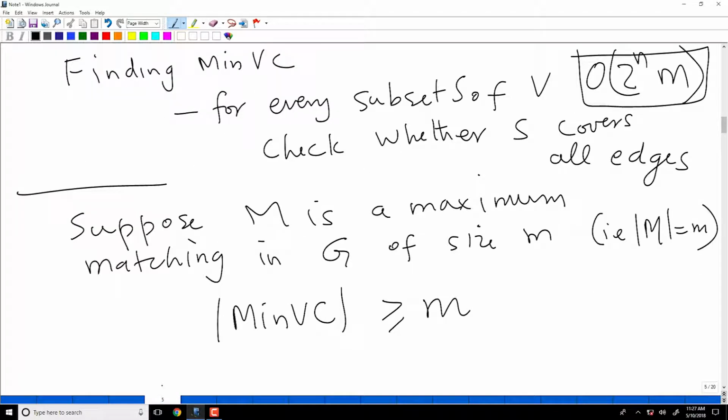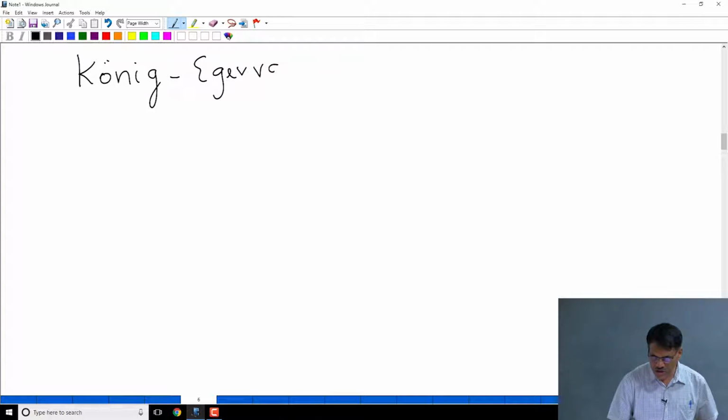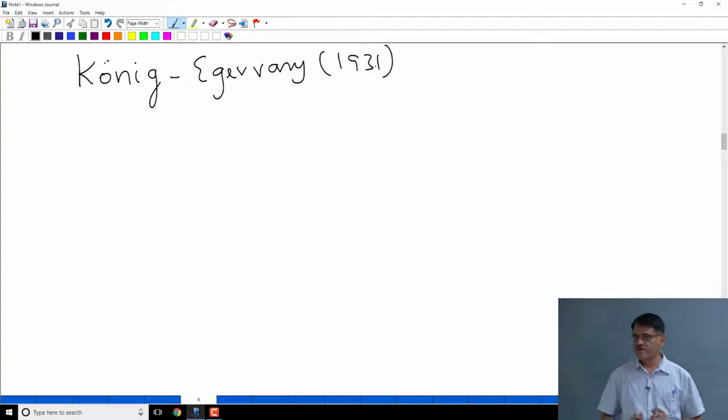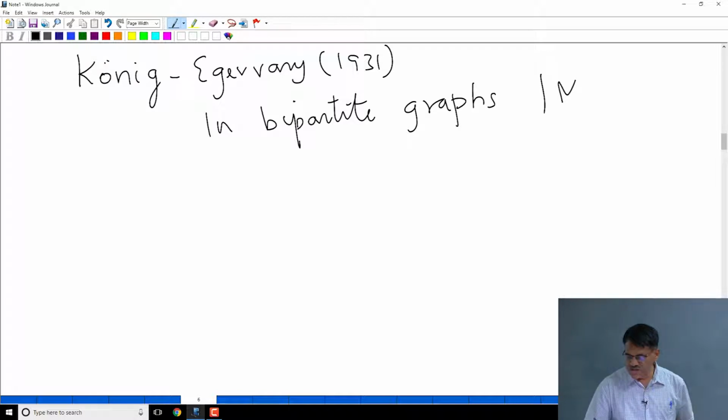So, now there was a famous theorem due to Koenig, and it was independently proved by Egervary in 1931, that in bipartite graphs, maximum matching size and the minimum vertex cover size are the same. Have you seen that in your course? Okay, good. So, in bipartite graphs, the size of the maximum matching is equal to the size of the minimum vertex cover.